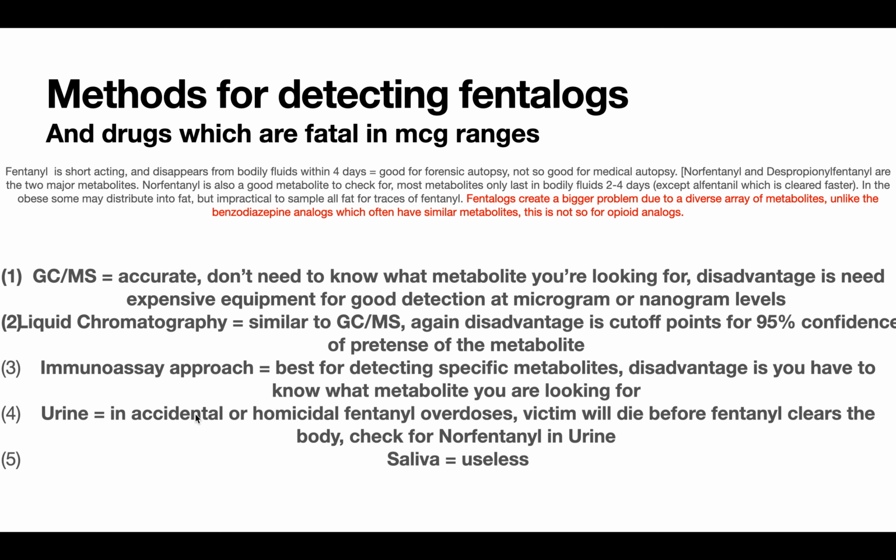Gas chromatography mass spectrometry is accurate. The benefit is you don't need to know what metabolite you're looking for. You just need to know how to analyze the results. The disadvantage is you need some pretty good equipment for a 95% confidence interval.